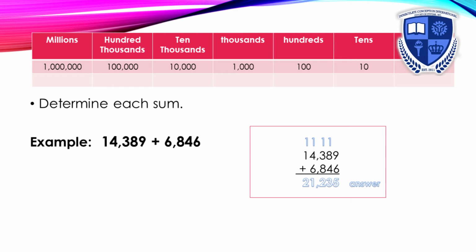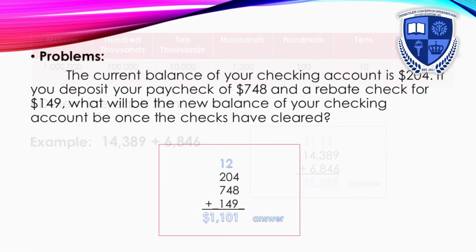1 plus 8 plus 4 will be 13. So we will write down the 3 and carry the 1. 1 plus 4 plus 6, that will be 11. Write down the 1 and carry the 1. So 1 plus 1 will be 2. Our sum is 21,235.